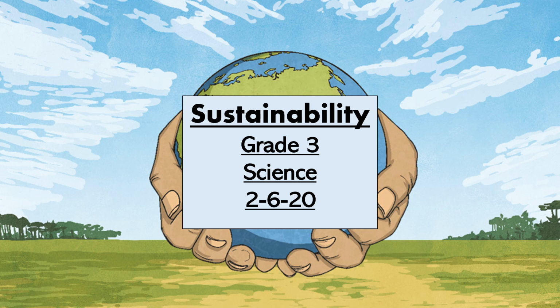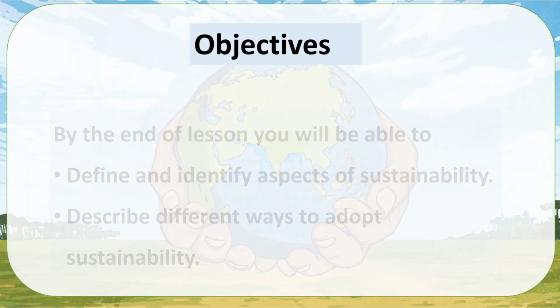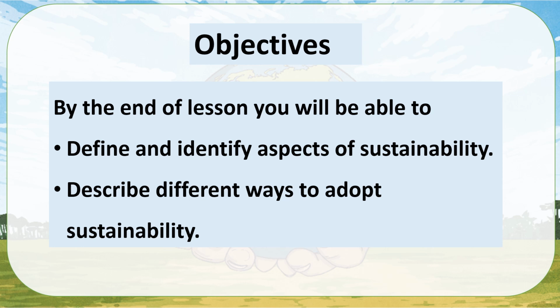Our lesson for this week is sustainability for grade 3 science. Objectives. By the end of the lesson, you will be able to define and identify aspects of sustainability. Describe different ways to adopt sustainability.